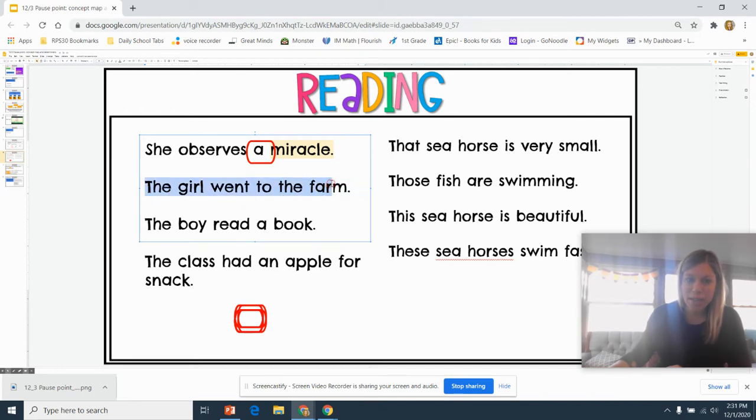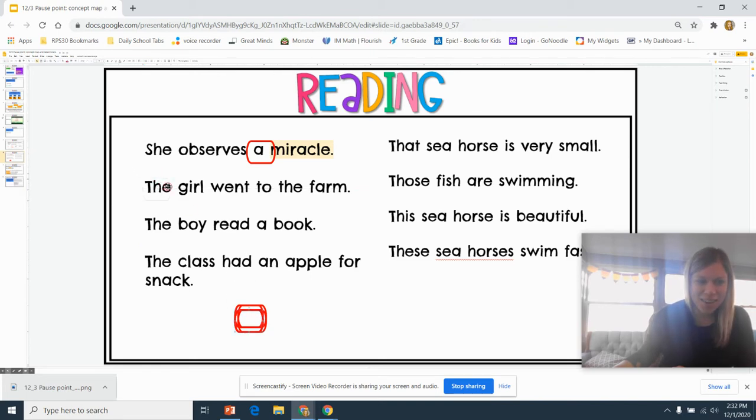Okay, let's see if we can find some more nouns in the next sentence. It says, the girl went to the farm. Can you help me find the nouns? Which words do you see that's a person, a place, or a thing? Tell your learning partner. That's right. Girl would be a noun, and farm would be a noun. So we have two nouns. Girl, that's a person. Which girl? Oh, the girl. So that would be our article. Farm. Which farm? The farm. That would be our article, or our determiner.